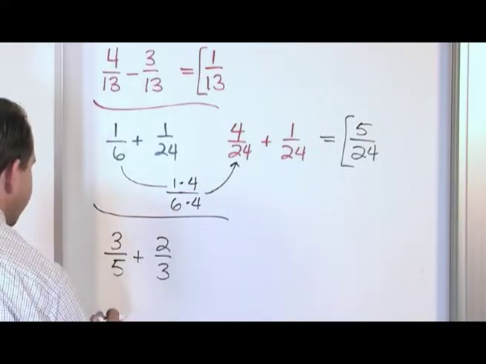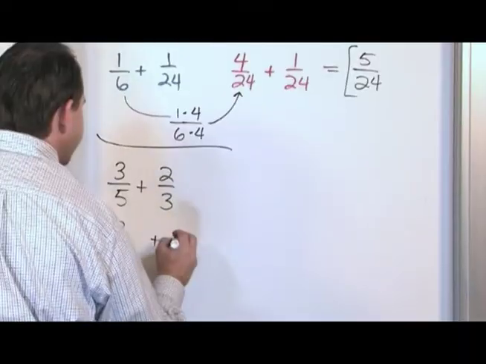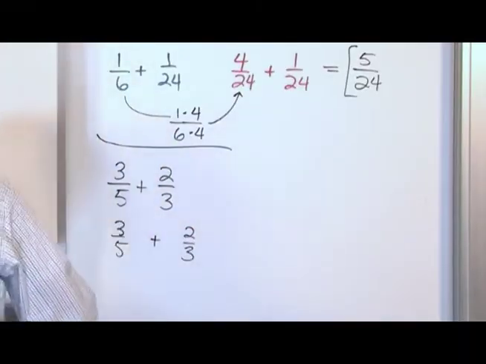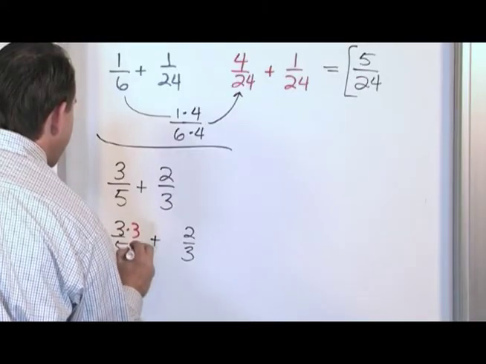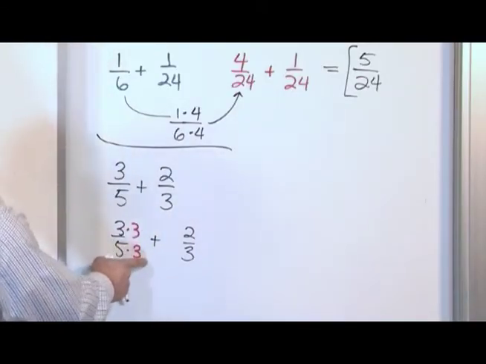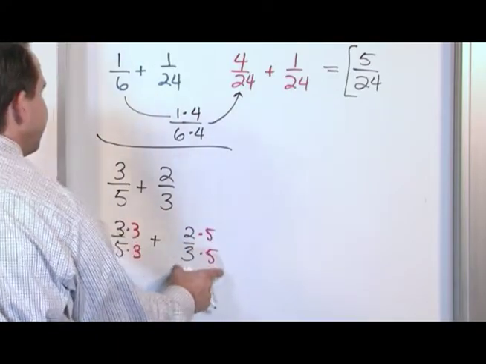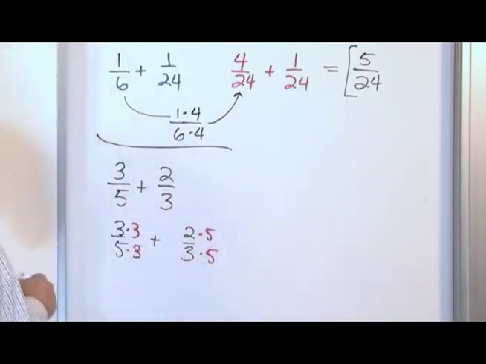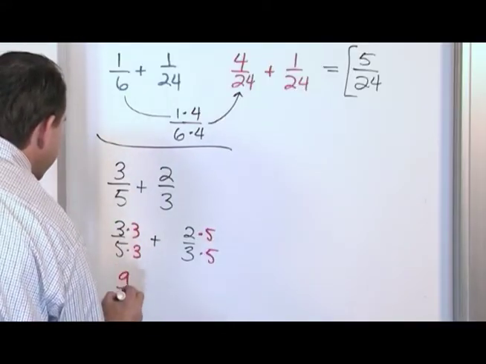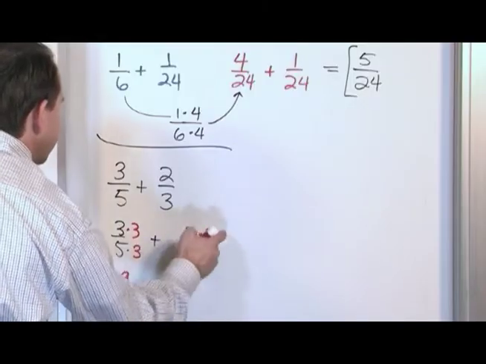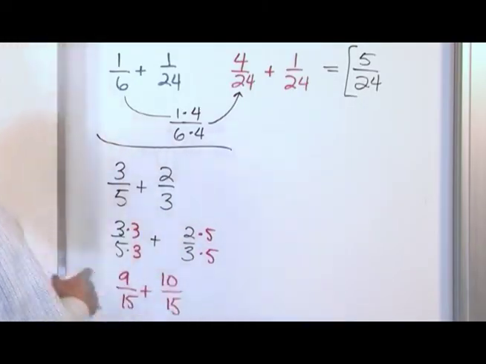Let me go down below here. 3/5, all right, and then plus 2/3. Let me ask you what's going to happen. If I multiply the top by 3 and the bottom by 3, I have changed nothing in this fraction. If I multiply the top by 5 and the bottom by 5, I have changed nothing in this fraction because I'm totally legal here. When I do this, 3 times 3 is 9, 5 times 3 is 15, plus 2 times 5 is 10, 3 times 5 is 15. Now I have common denominator.